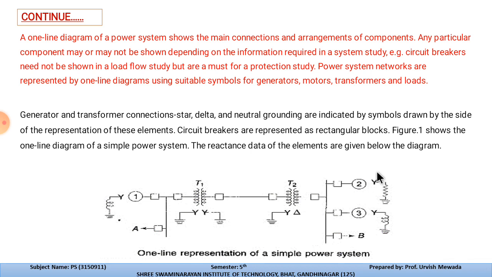These are the symbols drawn at the side of the representation of each element. Circuit breakers are represented as a rectangular box. So these are the circuit breakers, and this figure 1 shows the one line diagram of a simple power system. The reactance data of the elements are given in the diagram. So these are the reactances present in the power system network.